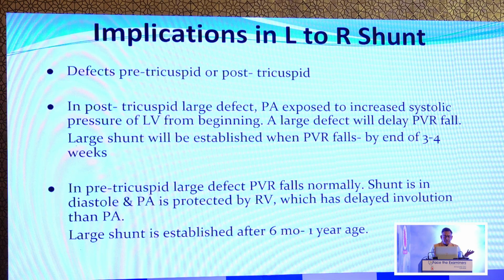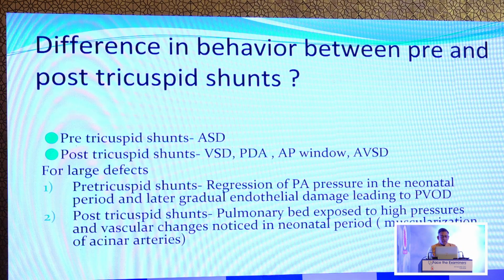In pre-tricuspid shunt, the PVR falls normally, but the shunt is not established because the RV has not involuted. Large shunts in pre-tricuspid are established at 6 months to 1 year of age. You will never get a history of, let us say, failure to thrive in atrial septal defect. No. And this is the same thing in pre-tricuspid defects, ASD for large defect, telling us the same thing.